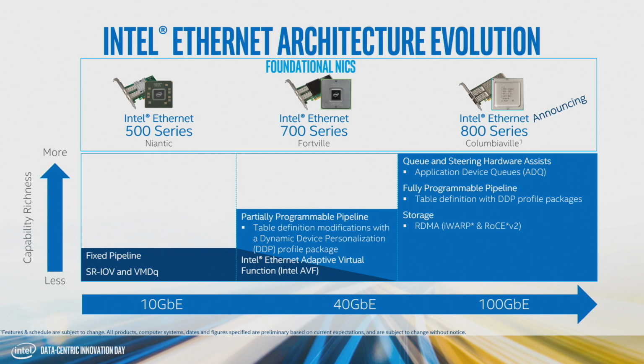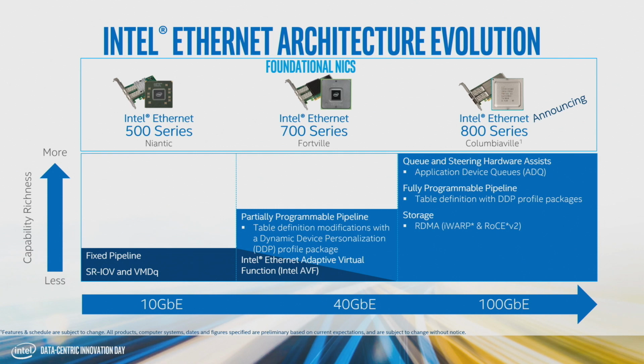We introduced the 700 series, and the 700 series brought in what we called a partially programmable pipeline. So we had some capabilities of programming it in the field, but also back in the factory, we could add functionality to it. So when we released it, we had VXLAN and NVGRE support for tunnels, and in subsequent releases of firmware, we were able to add Geneve, VXLAN-GPE, and so forth.